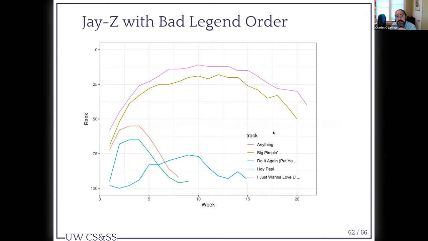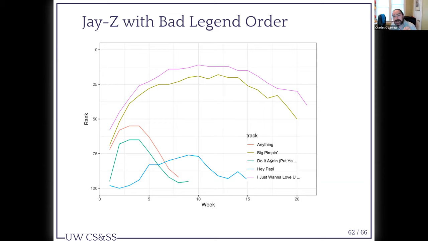Okay, so what we see here is the trajectory of these Jay-Z songs over the weeks they were on the Billboard Hot 100. The thing is, the order that the lines show in the plot, the purple one first here, is not in the same order as the legend. You'll see the first legend entry is the song Anything, which is in the middle of the data. Big Pimpin' is up here. It's the second one, which happens to line up coincidentally here, but Do It Again here is green, not the same order that they are in the track legend.